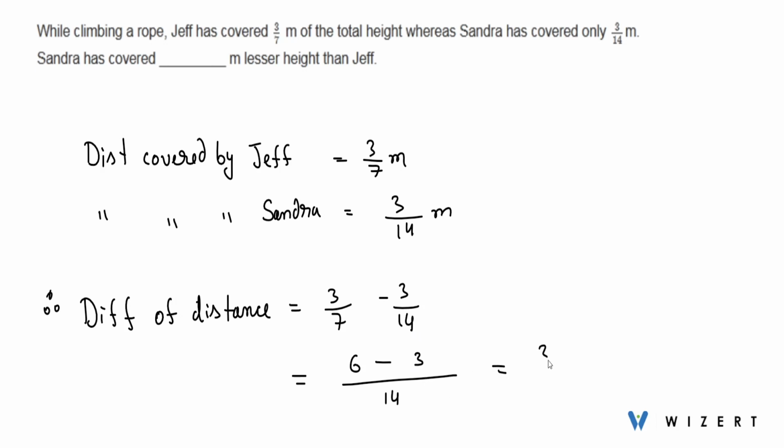So this will give us 3 upon 14 meter, and this is the distance by which Sandra is lacking Jeff, or Sandra is behind Jeff. So this will be our final required answer.